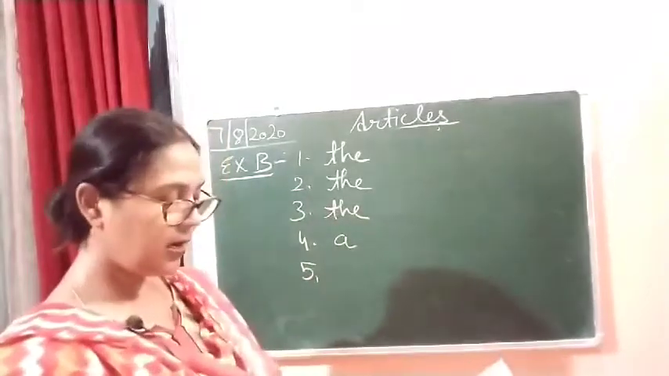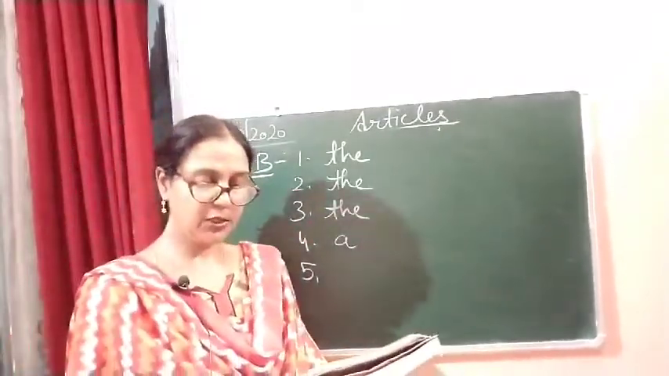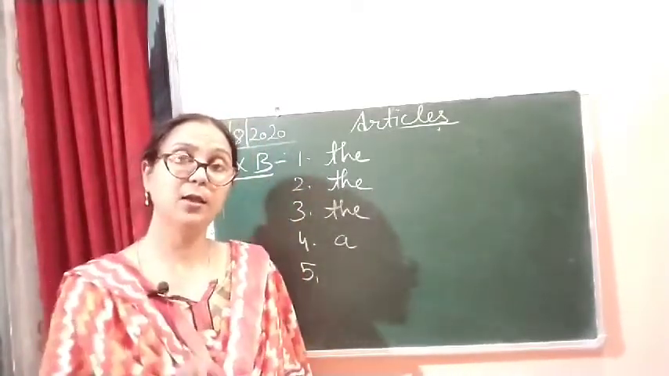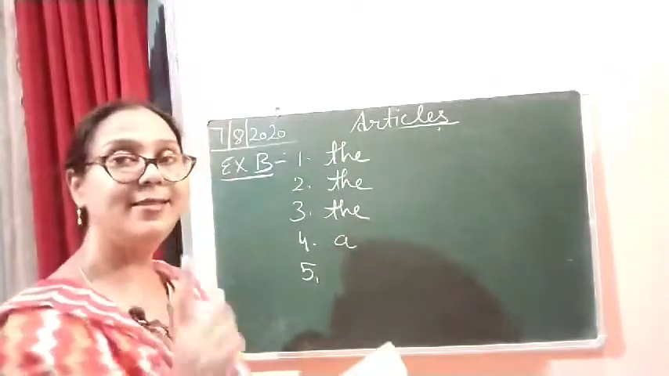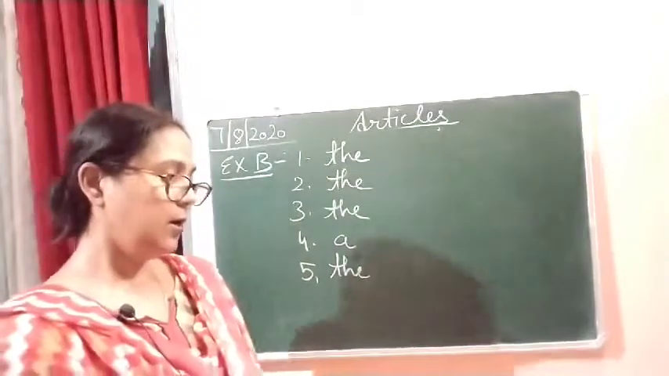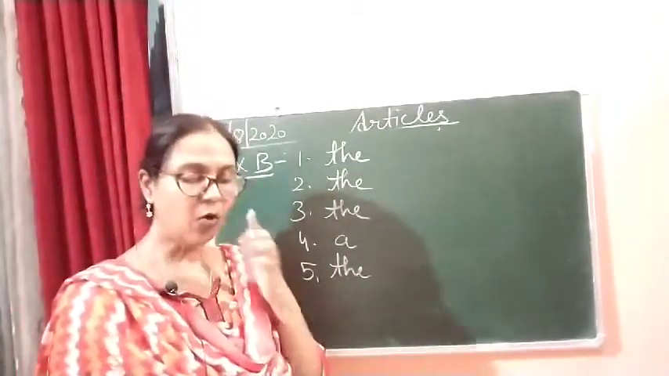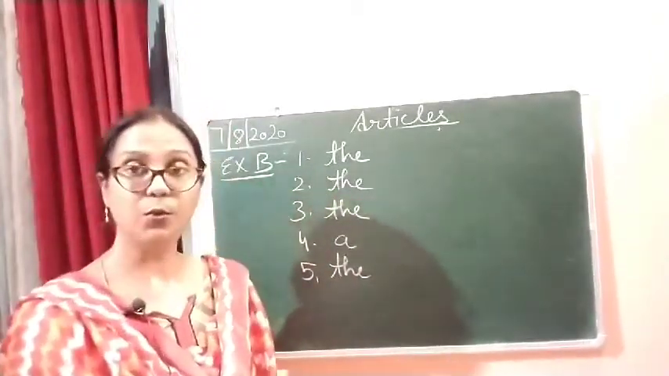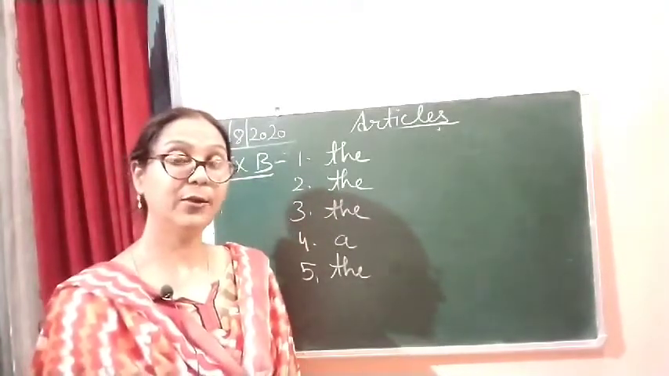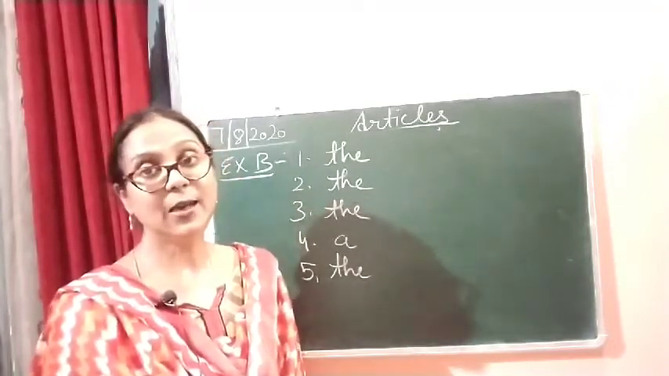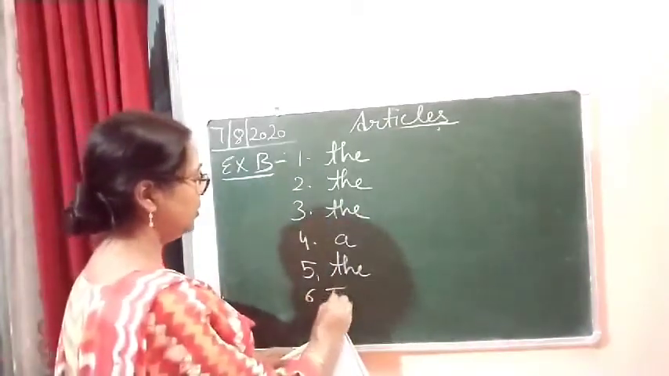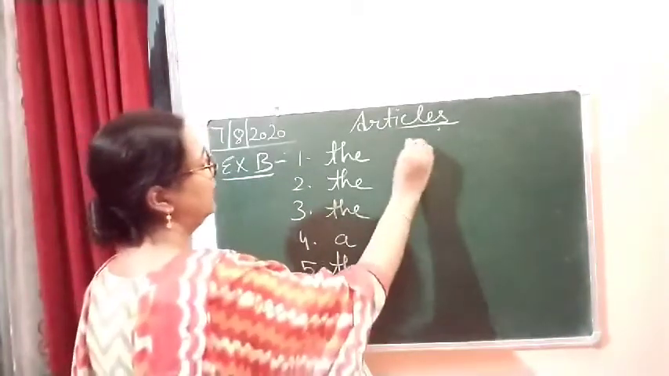Now number 5, he saw dash boy she was talking about. Here you can see we are specifying the particular boy. So what are we supposed to write over here? 'The'. Now on number 6, I always like to read about sports in dash Times of India. Here you can see the name of the newspaper, the Times of India. In 6, we are going to write 'the' Times of India.